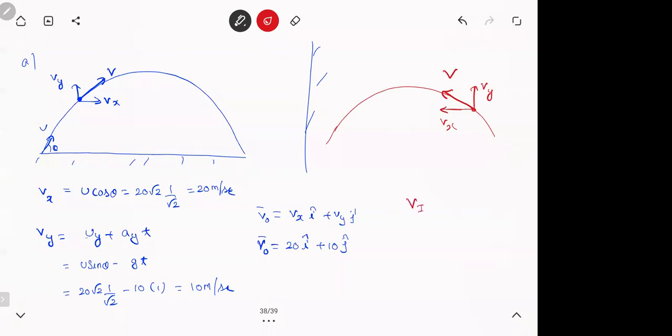The velocity of image, what will it be? Minus Vx i cap plus Vy j cap. Why minus? Because Vx is opposite. So that is minus 20 i cap plus 10 j cap. The vertical component will remain same. This is 10. The horizontal component will change.